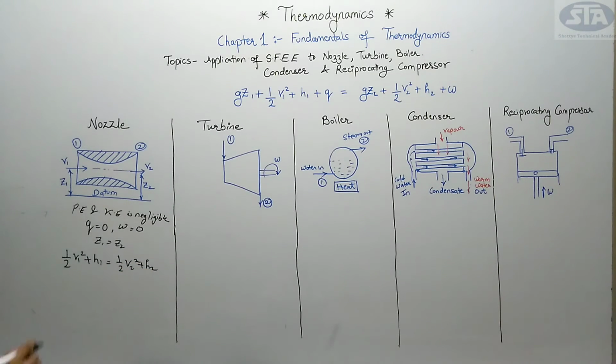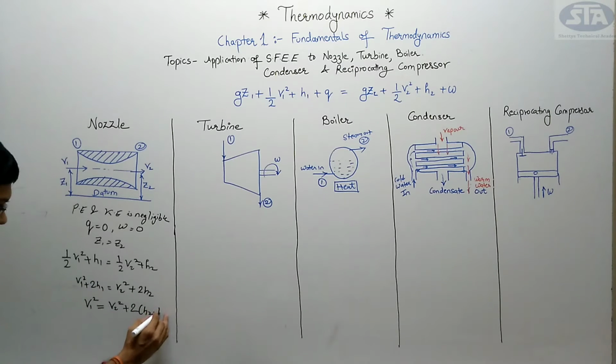Clear? Now by rearranging, what I can write is V1 square plus 2H1 equals V2 square plus 2H2. Clear? I am multiplying these two. What would be my next term? I will be shifting this H1 to the right hand side. So here it will become V1 square equals V2 square plus 2 in bracket H2, as it is. This positive H1 would become minus H1.